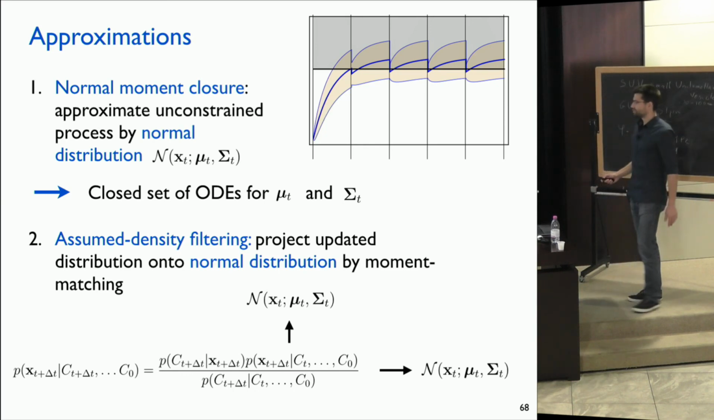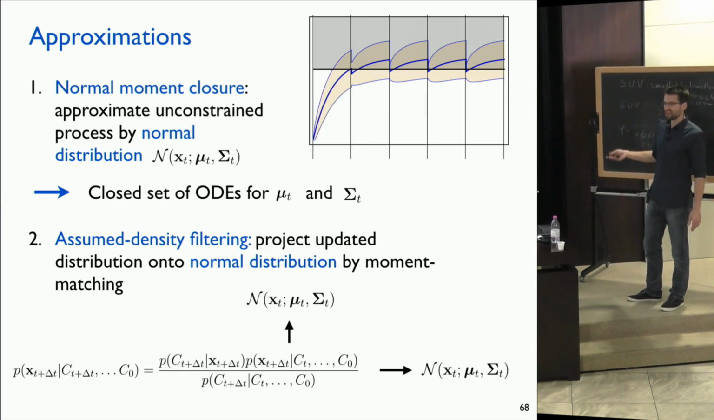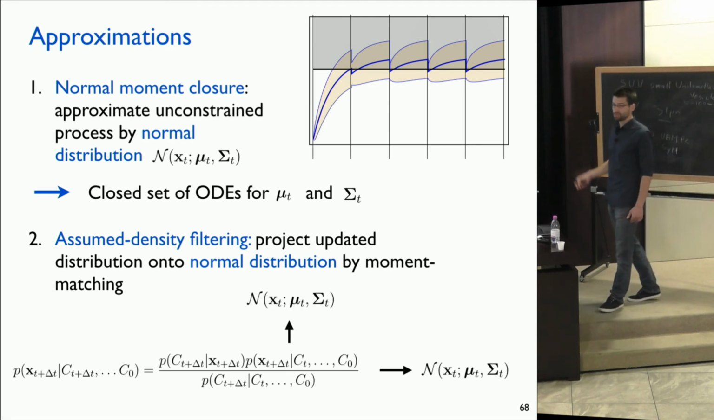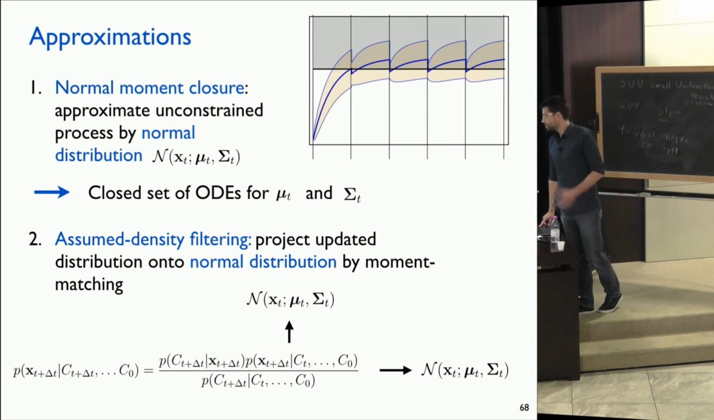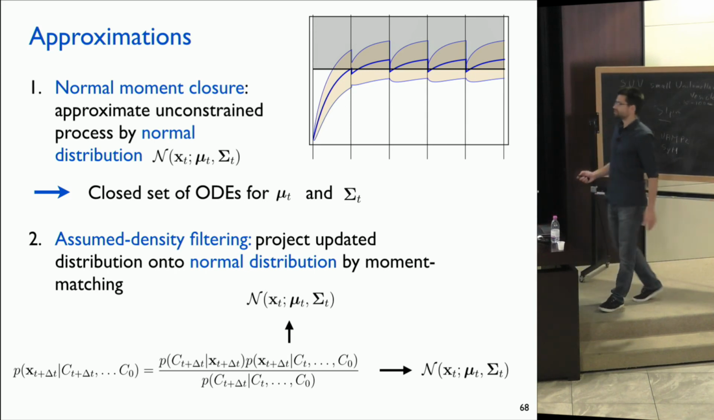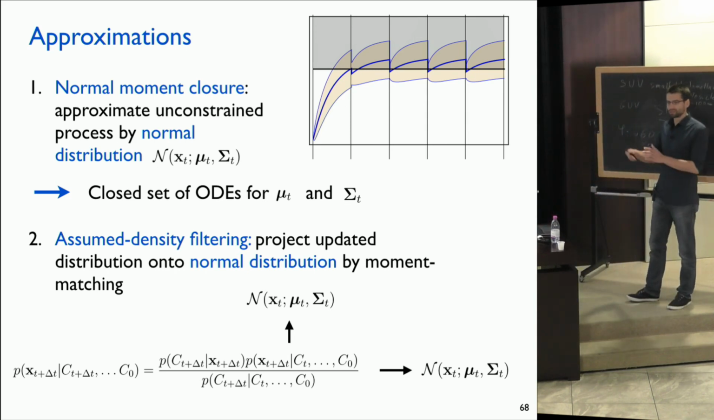For the update, we need a normal distribution again after the update. So what we do is we project this updated distribution again onto a multivariate normal distribution by matching moments, by simply computing the mean and covariance of this object and then assuming again a normal distribution. That's what is called assumed density filtering in the machine learning community. Okay, this works quite well. Those approximations are very efficient, and we can now go forward in time.